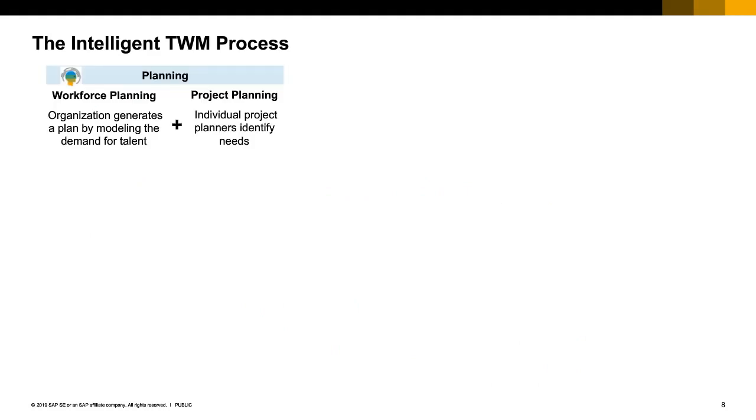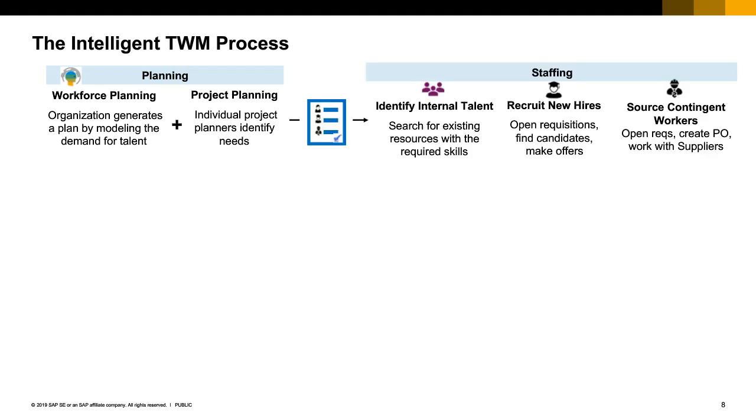So we take a look at this. It's really a multi-step process. This is basically going to take a look at the life cycle of an individual. First comes the workforce planning and the project planning to understand who those individuals are that you need. Then coming into the staffing of those individuals.